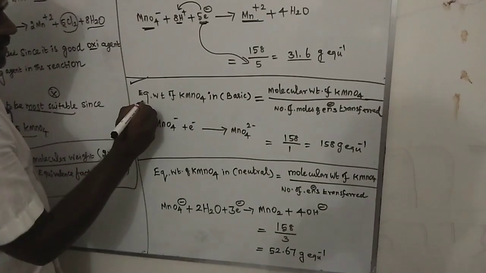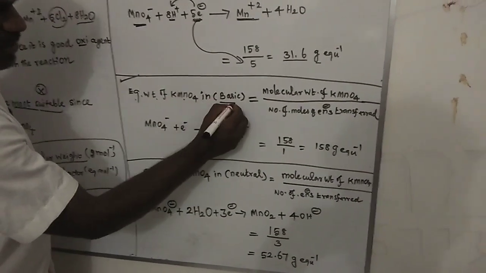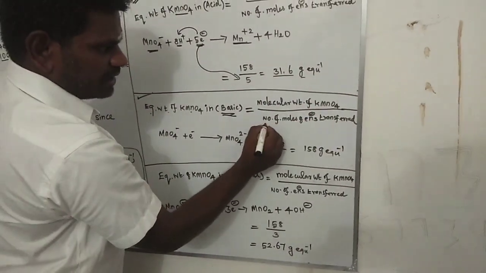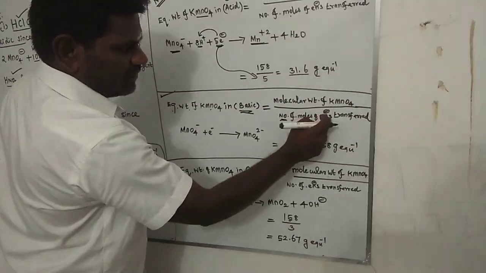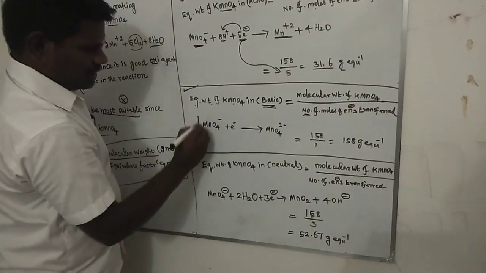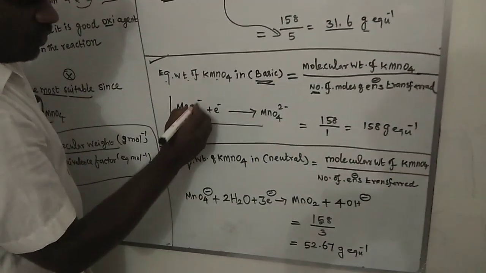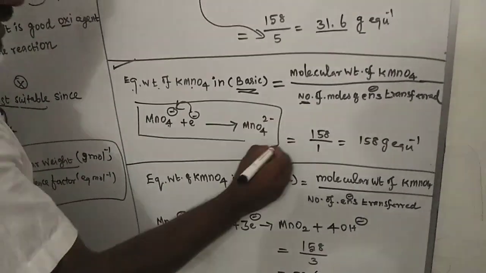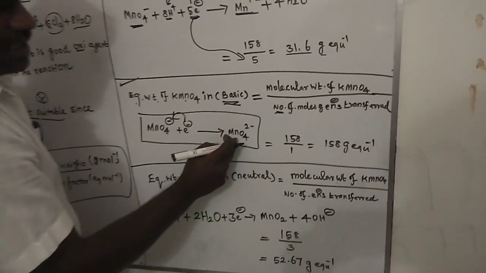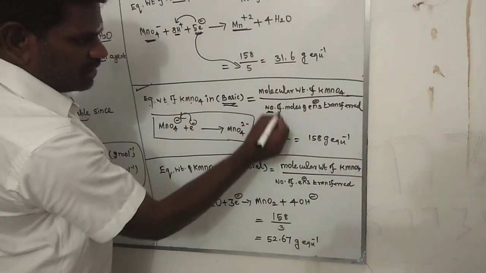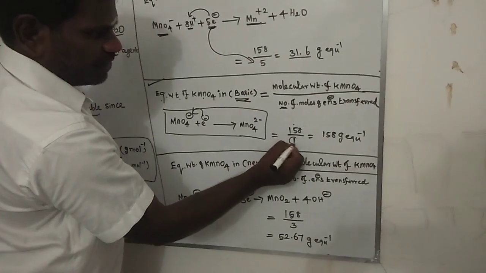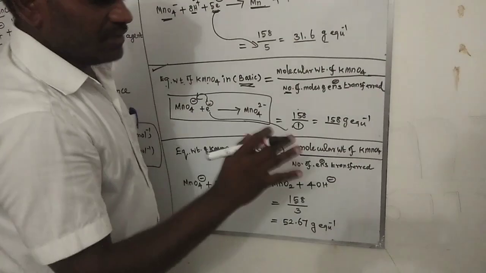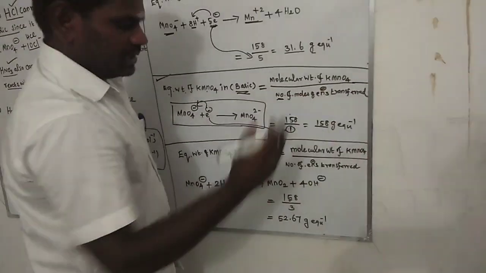Next one, the equivalent weight of potassium permanganate in basic medium. Formula: molecular weight of KMnO4 divided by the number of moles of electrons transferred in the reaction. You see the reaction, MnO4 minus, here 1 electron is transferred. Finally we get the manganate ion. So 158, the molecular weight of KMnO4, divided by number of moles of electrons 1. Finally we get 158 gram equivalent inverse.